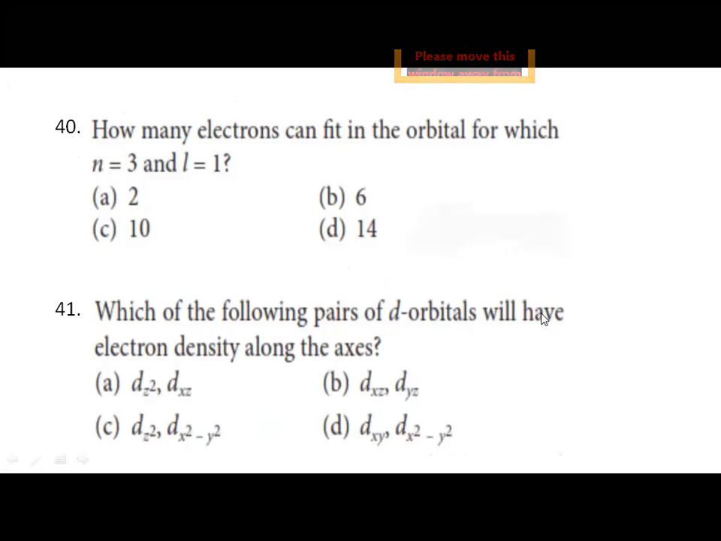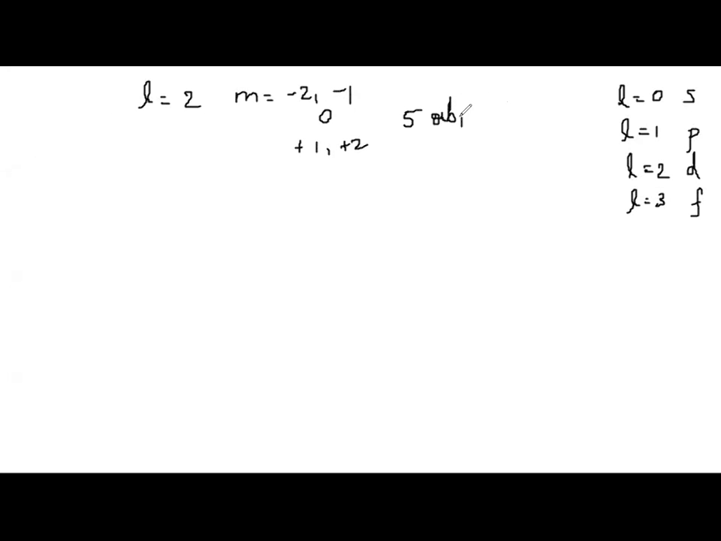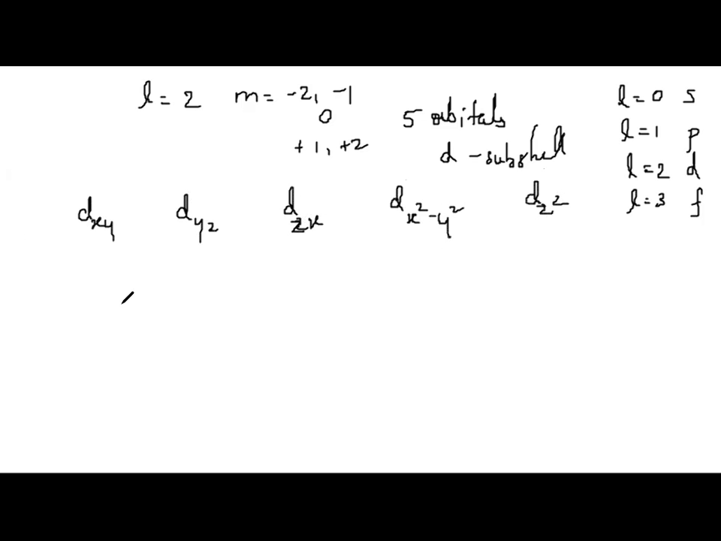Which of the following pairs of d orbitals will have electron density along the axis? We have discussed, d orbital has got m is equal to, see, l for d orbital is 2. L is equal to 0, s orbital; l is equal to 1, p orbital; l is equal to 2, d orbital; l is equal to 3, f orbital. So it is 2, then m will be minus 2, minus 1, 0, plus 1, plus 2. So there are 5 orbitals for the d subshell. And which are those? dxy, dyz, dzx, dx square minus y square, and dz square. So these are the 5 orbitals.